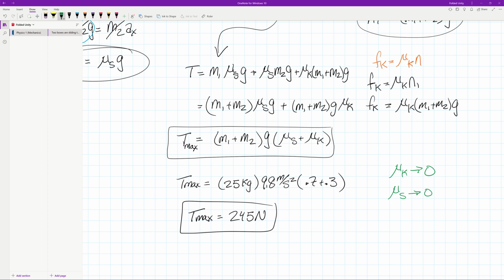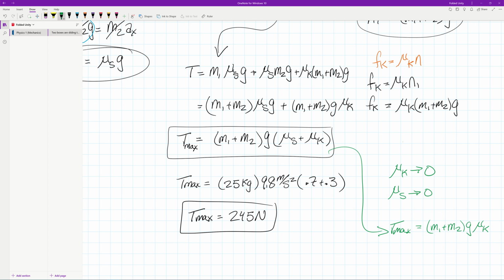Well, at first glance, you might think that something's wrong, because if we look at what happens to our equation here, we would still be left with a maximum tension equal to (M1 plus M2) g mu K. Now we're saying maybe now there's friction between the table and the bottom box again. So mu K is not 0.